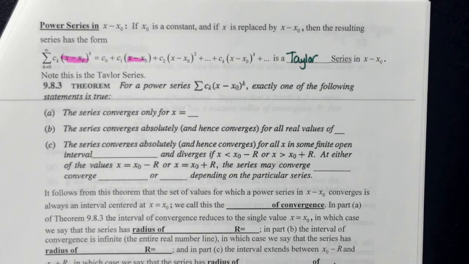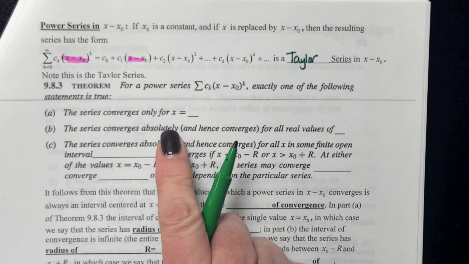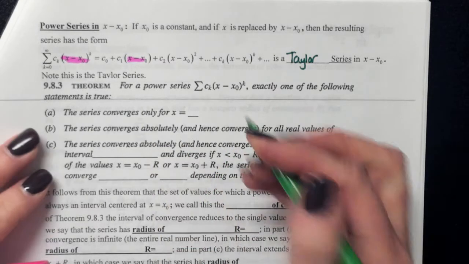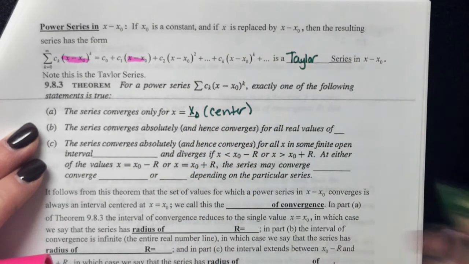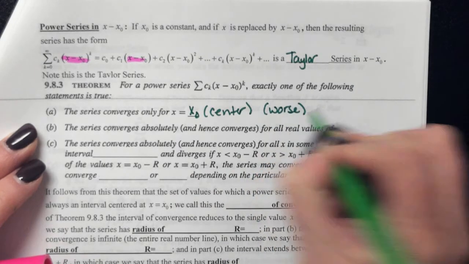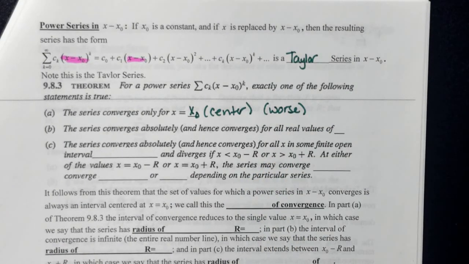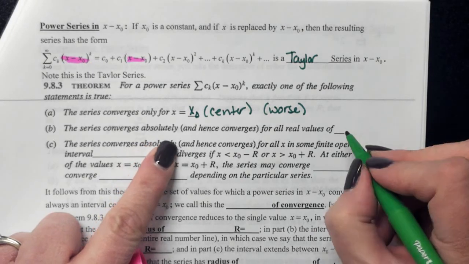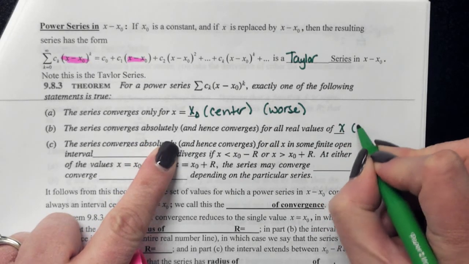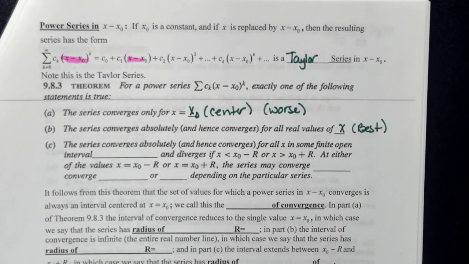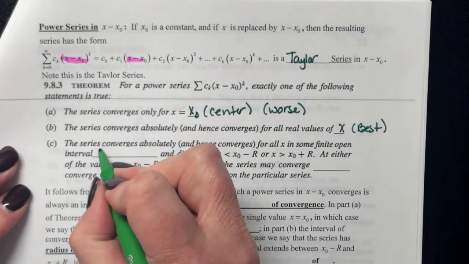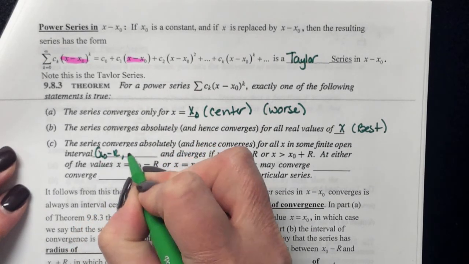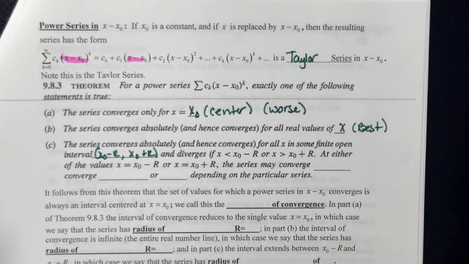So one of 3 things could happen, just like when you're trying to find the interval and radius of convergence for a Maclaurin series. The series may converge only at the center. And again, like for the Maclaurin, this is your worst case scenario. It may converge absolutely, and it will converge for all real numbers of x. Again, this is your best case scenario. It may converge in some finite open interval. So it may be over your interval x sub 0 minus r, x sub 0 plus r. May be that interval of convergence.